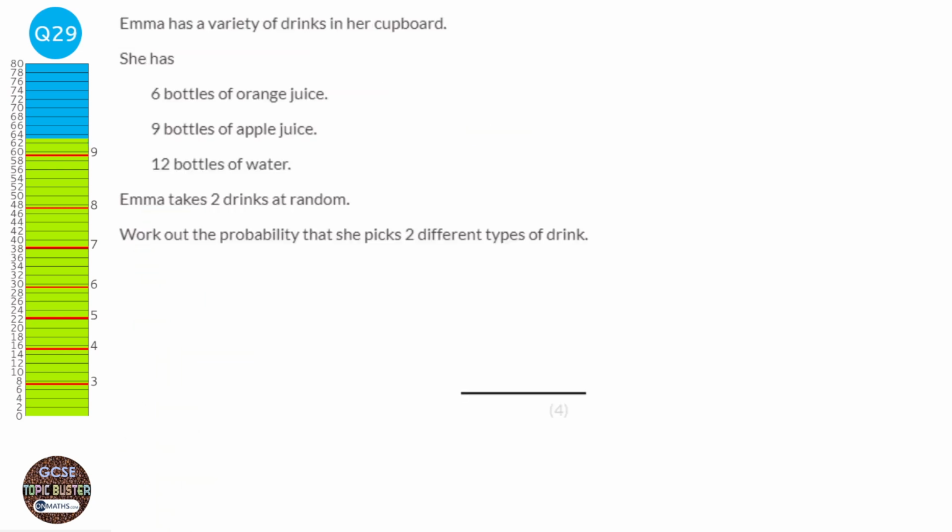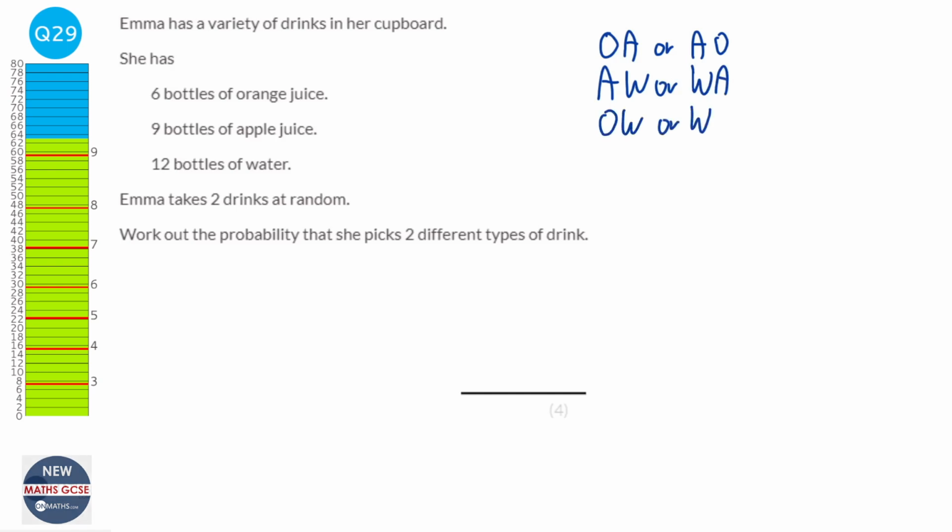We're going to start by working out what outcomes will give us 2 different types of drink. So we could have OA or AO. We could have AW or WA. And we could have OW or WO. Now what we notice really when we do this is that OA gives us the same probability as AO. Same with AW and WA, same with OW and WO.